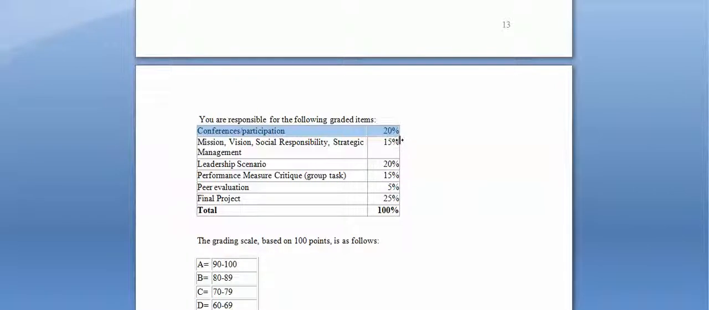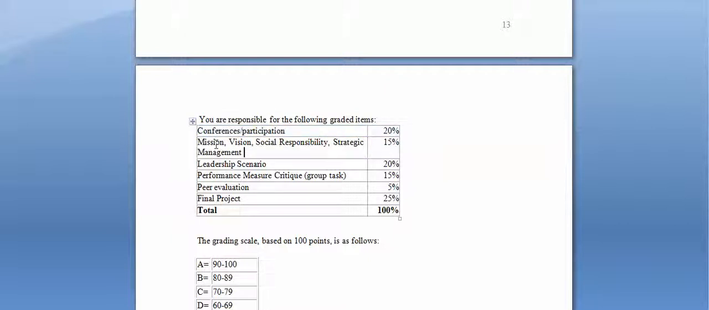And even though 2.5%, which is what it's worth in a week, may not seem like a lot, you'll find that if you don't spend the time actually doing the conferences, it makes it very difficult when the time comes to write your papers. So it's really important to do that.